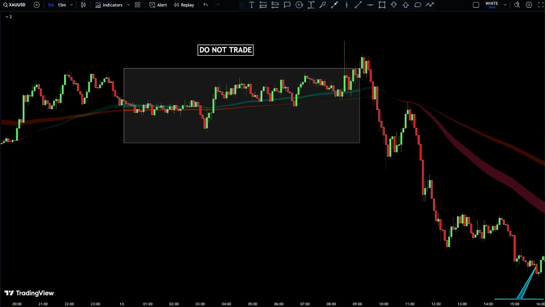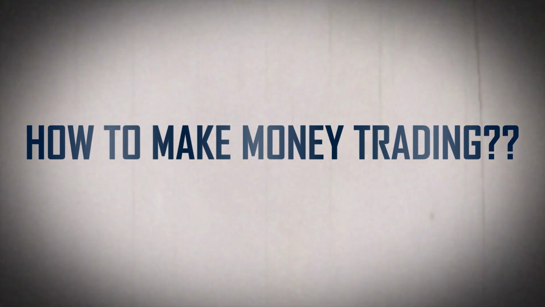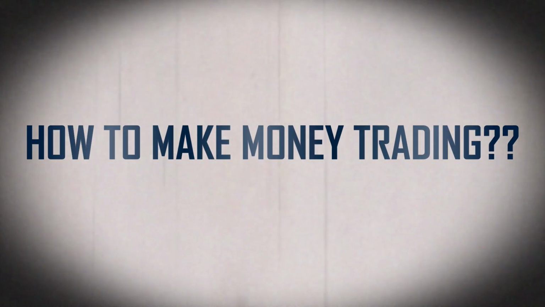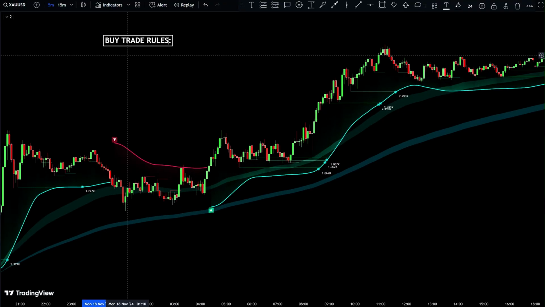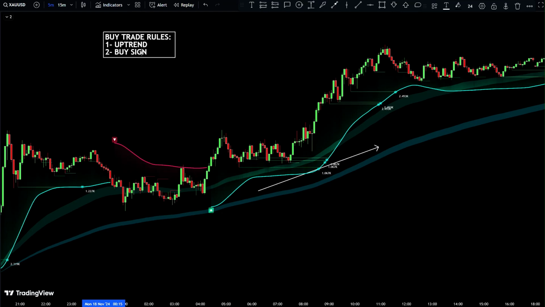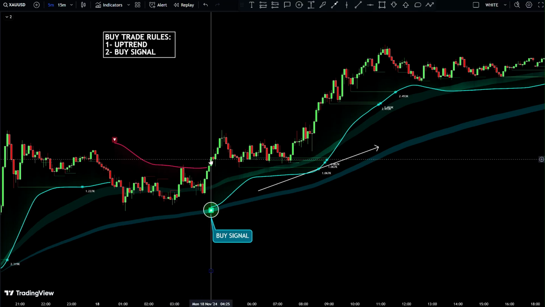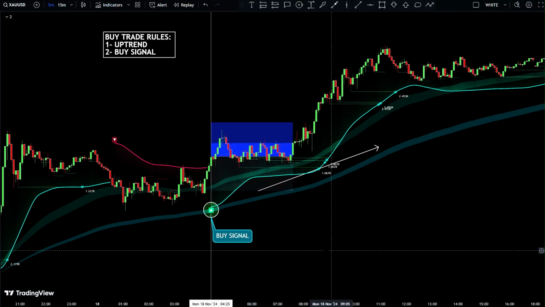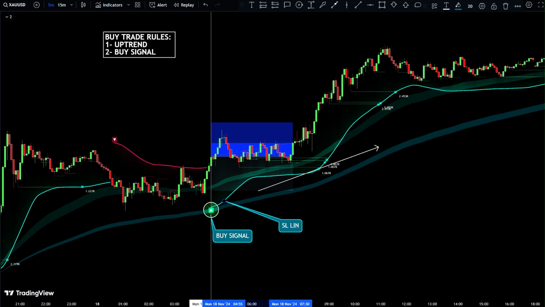Now, let's get to the fun part. How to rack in the cash with this super simple strategy. When we've got an uptrend, meaning the price is chilling above the clouds, we're on the hunt for a buy signal. That's our cue to open a long position in that sweet bullish market. And for the stop loss, we can set it just below the VDI line.